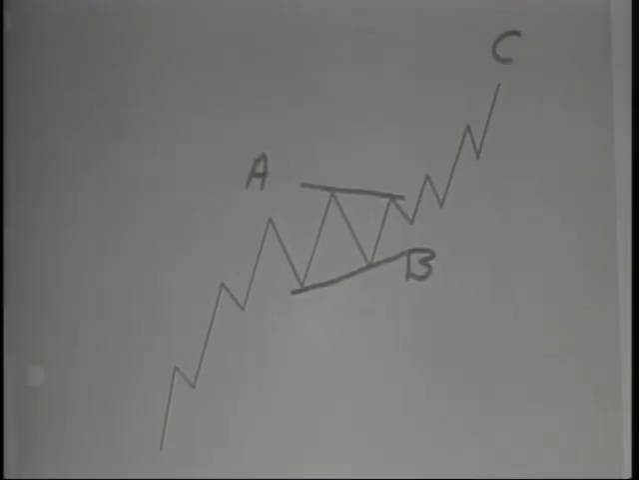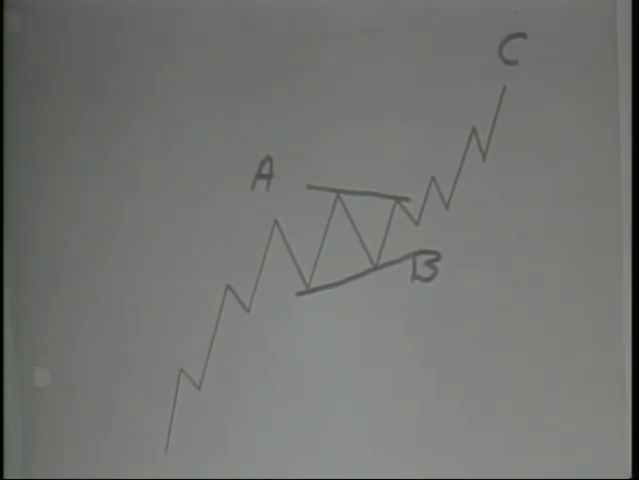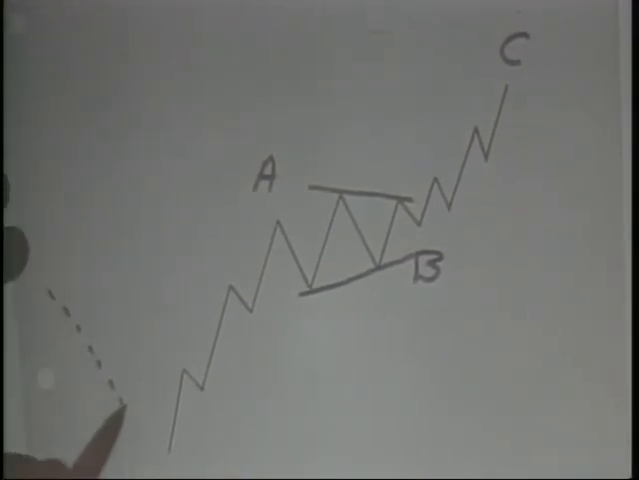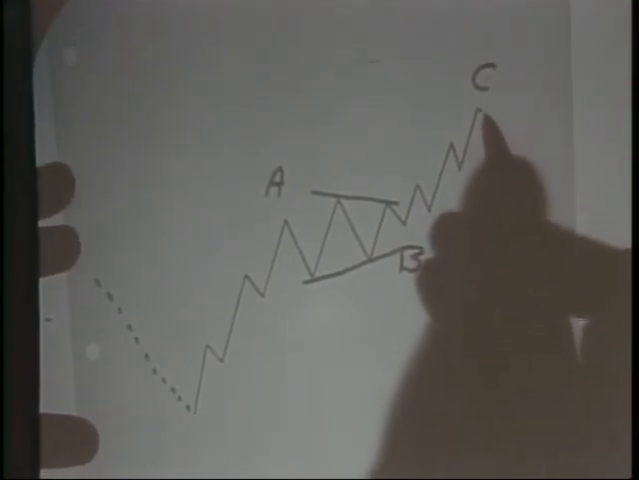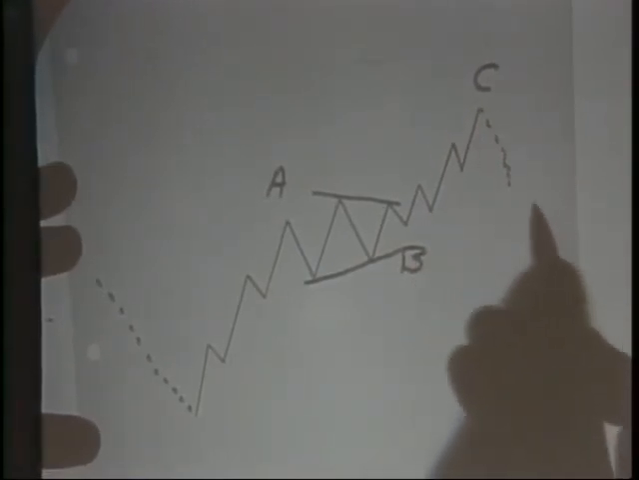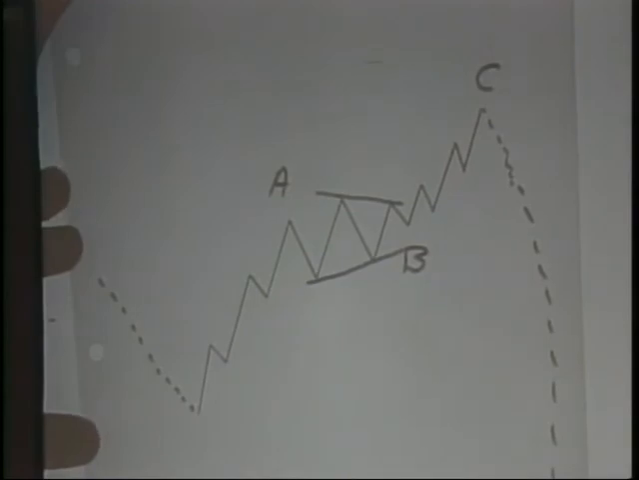So it's a simple ABC count. Now, I must admit I threw you a little curveball by saying this had to come down at least to this level, but I did say at least. And eventually, of course, you probably see something like that. That is a rally in a bear market.